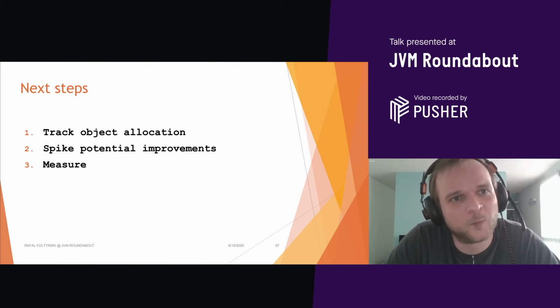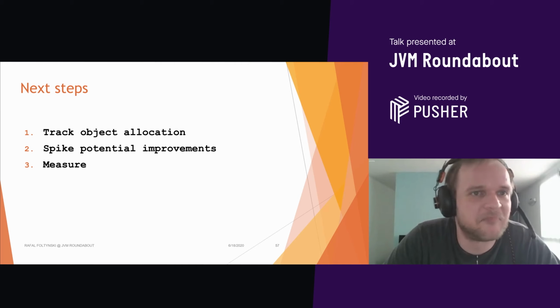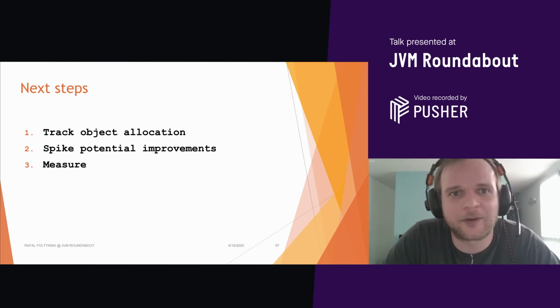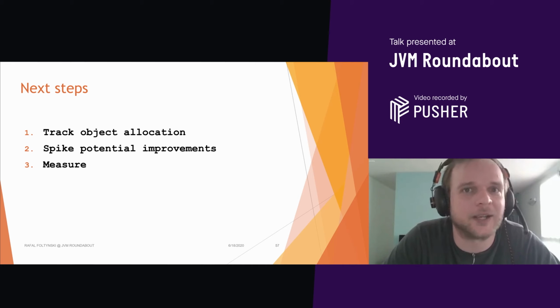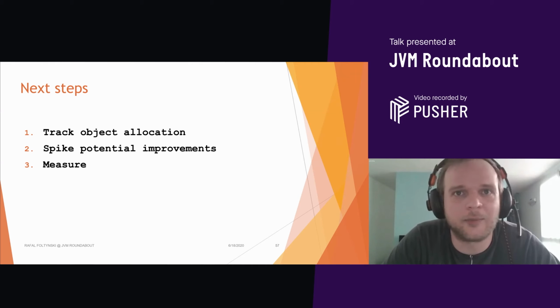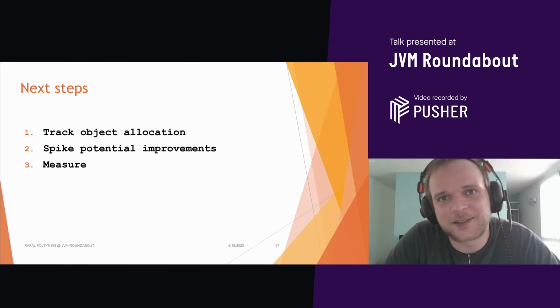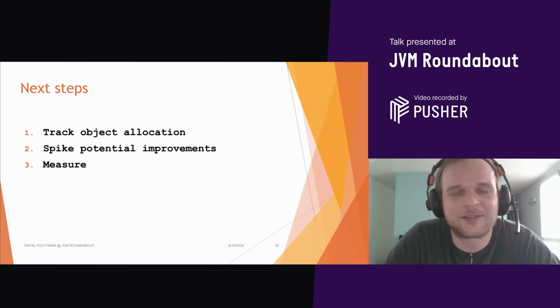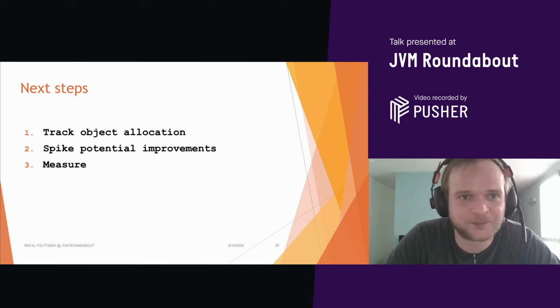So the next step that I took was just tracking the memory, every object that was created. I was trying to figure out where and why this object is created, within which thread. Can I control the lifecycle of this object? Can I call release or clear or whatever other API method on this object to actually get it back to the pool? And spike some improvements, and of course measure afterwards.